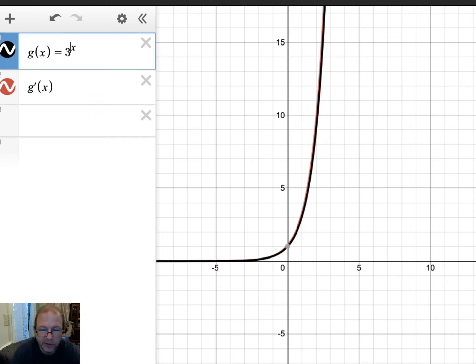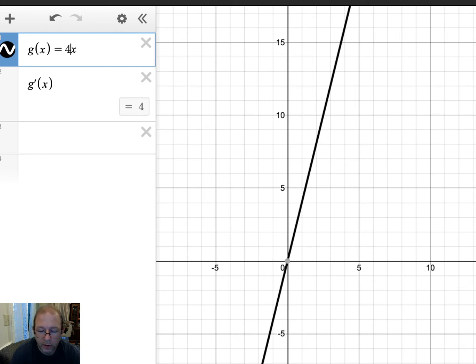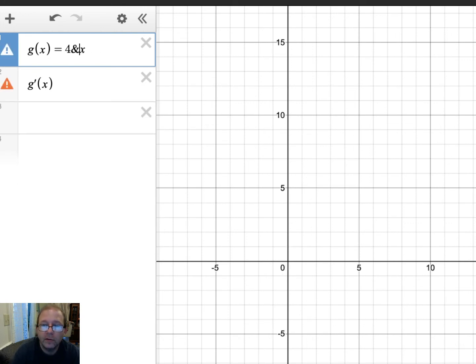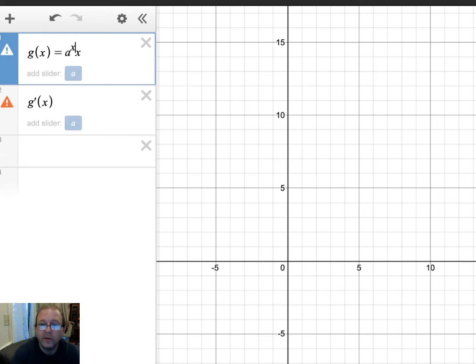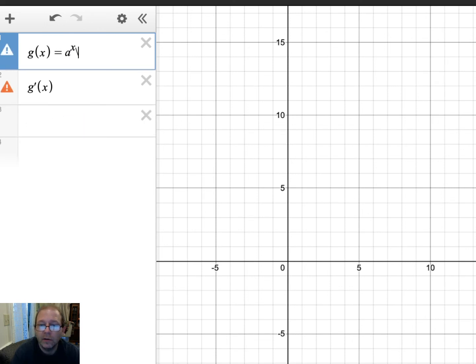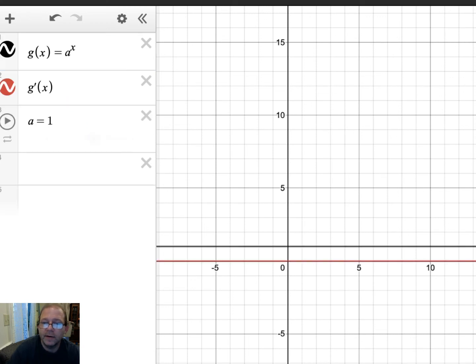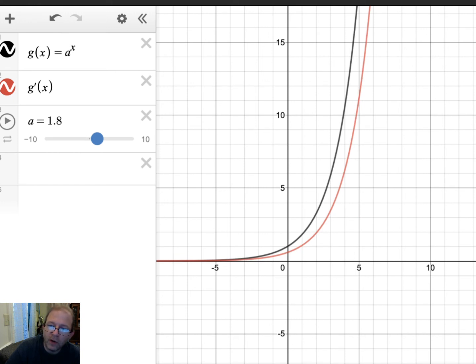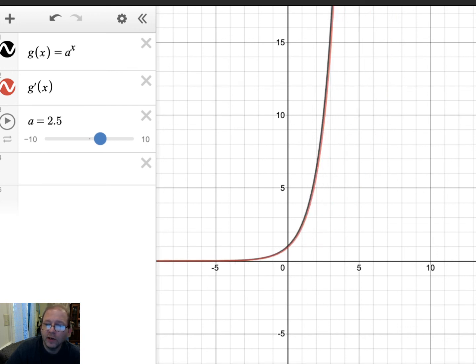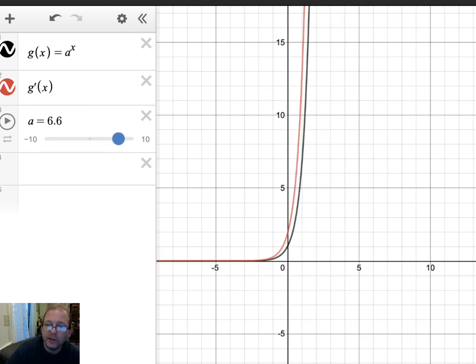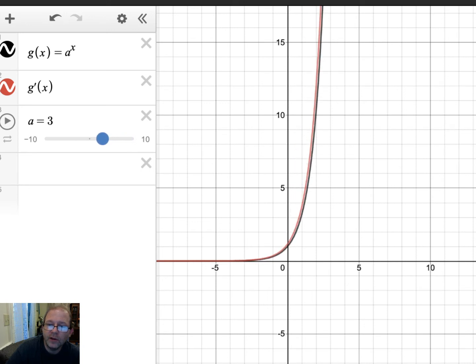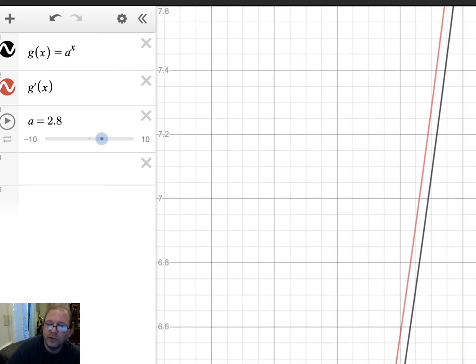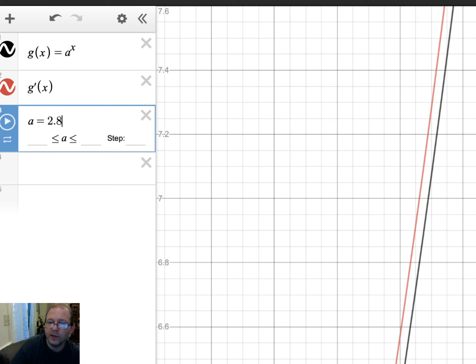Now if I change this from 3 to 4 to the x, so I'm going to make it a to the x. Add a slider. All right. Notice for a while, the derivative is lower than the function. The derivative's here in red. Then later, the derivative is higher than the function. Well, if you go back here and you try to get them exactly the same, you're going to zero in right on the number e.